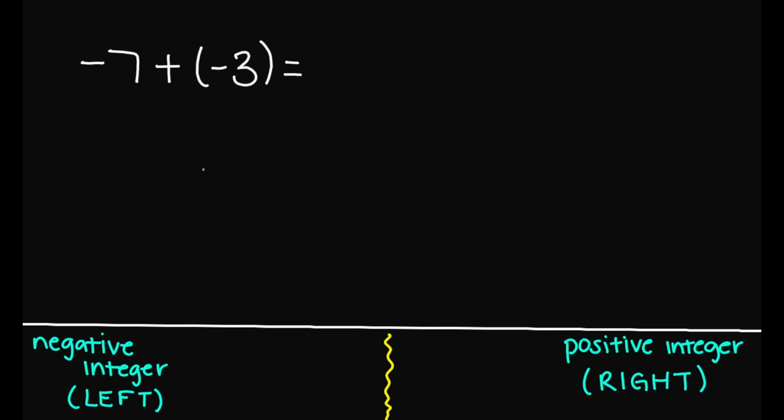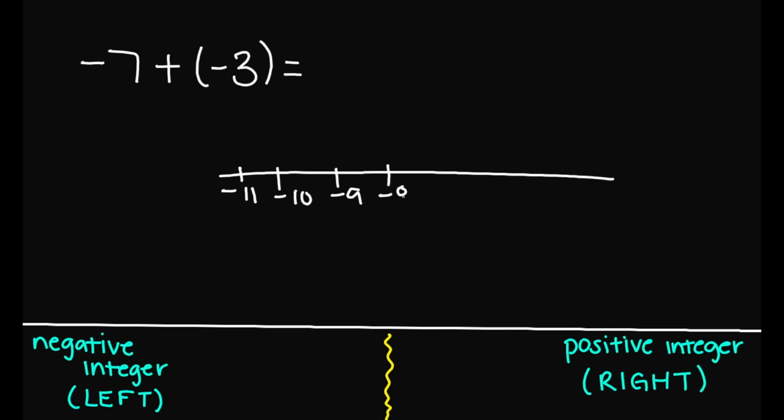Let's look at negative 7 plus negative 3. Let's start with negative 11, negative 10, negative 9, negative 8, negative 7, negative 6, negative 5, negative 4, and then negative 3. And we'll stop here for now.